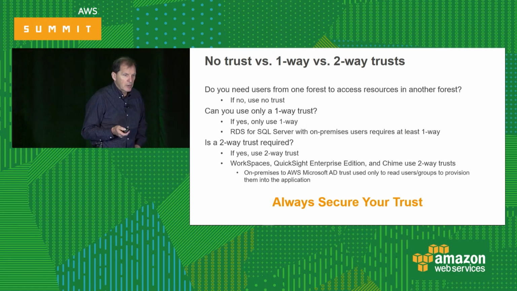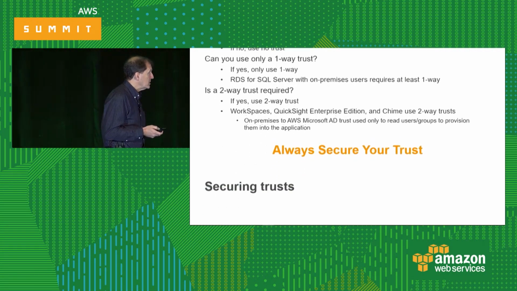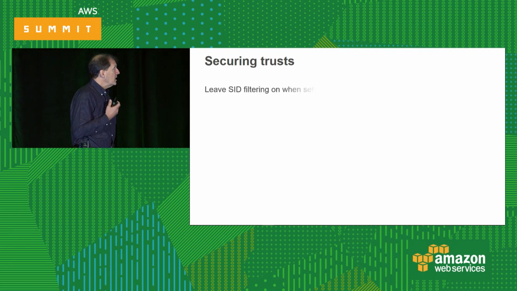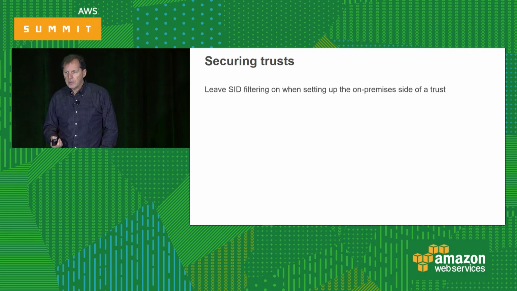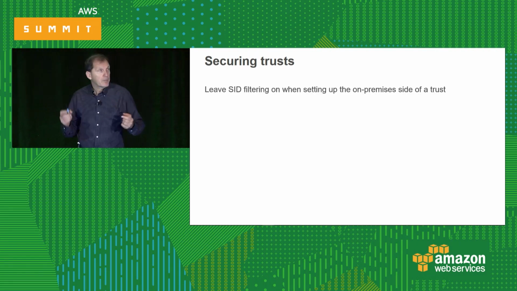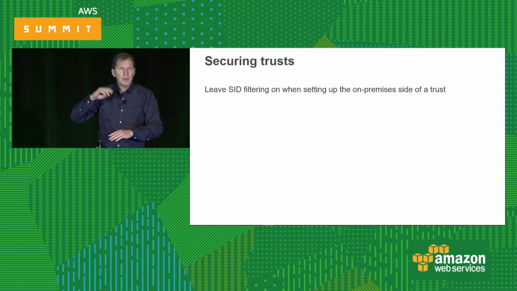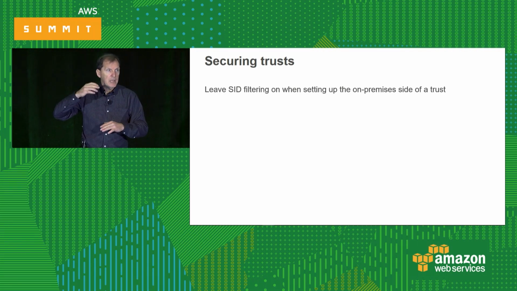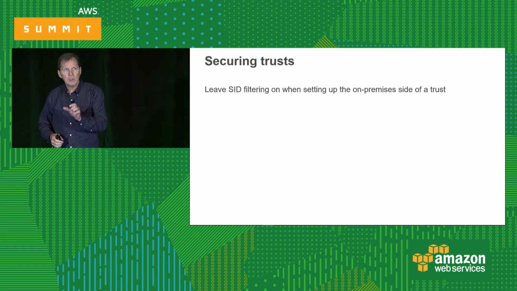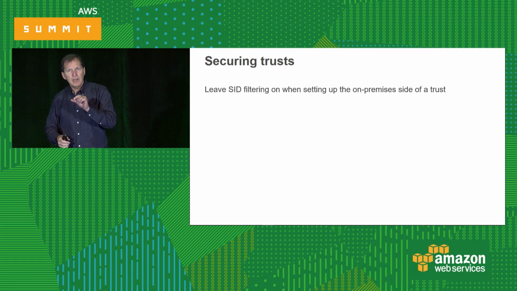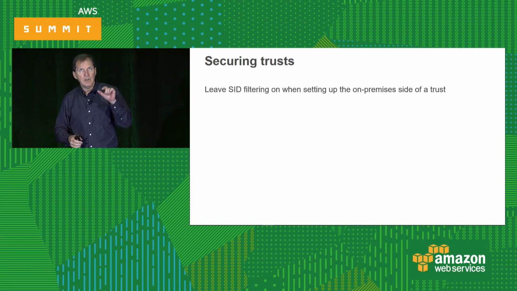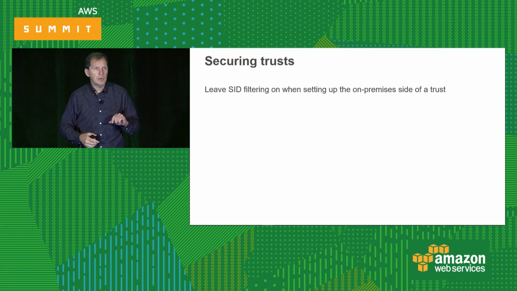And you can always secure these, and we recommend you do secure your trust. So how do you secure trust? Well, first thing is that by default, Active Directory has a thing called SID filtering. In the life cycle of a user, they may have multiple security IDs as they progress through life. And all of their SID history is kept so that they can gain access to things that had given the old SID permissions to a resource.